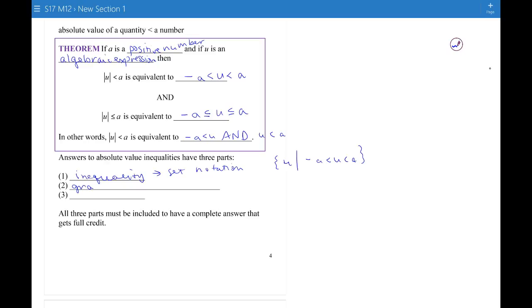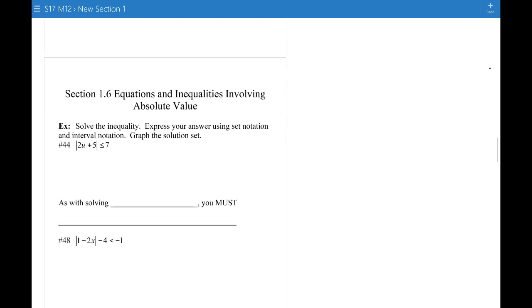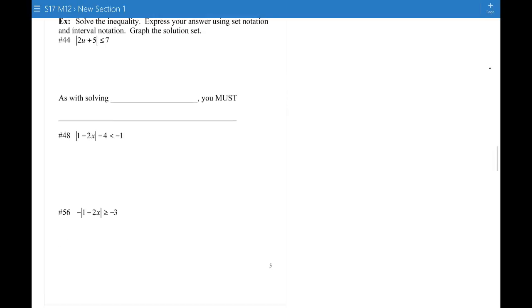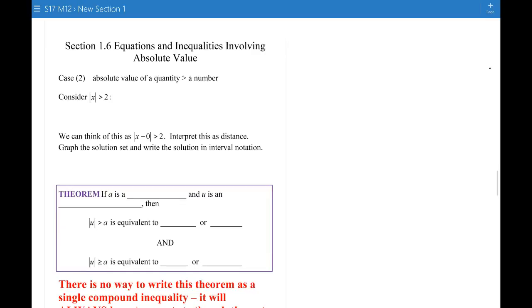You have a graph of the solution set. And if you have only one variable, you only need one number line to graph solution sets. So the solutions, when it says graph the solution set, it means on a number line. And then we have interval notation. So three ways of showing our answer. All three parts have to be included for a complete answer that gets full credit. Okay, so we're going to do these examples in class together so we can practice, because I want to talk about case 2, and that's if you have the absolute value of a quantity is greater than a number.